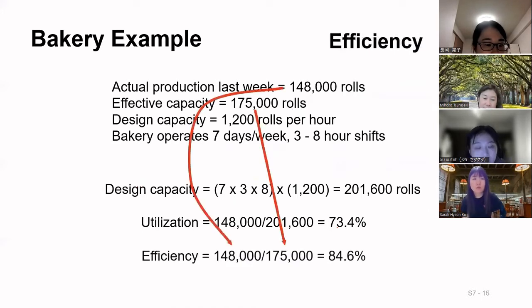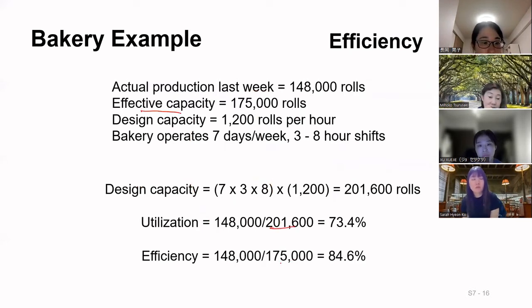Then you can do the same for efficiency. Only thing is, instead of 201,600, use effective capacity. Then efficiency is 148,000 divided by 175,000, you get 84.6%.